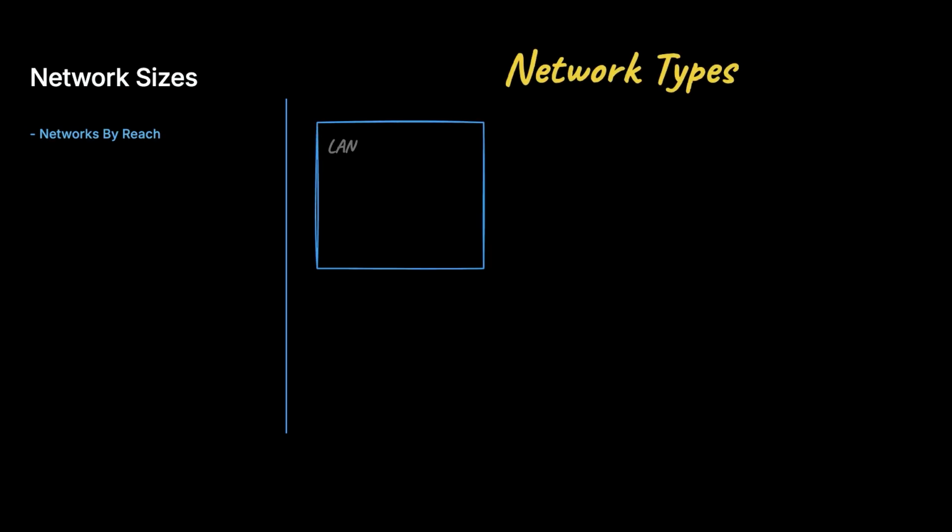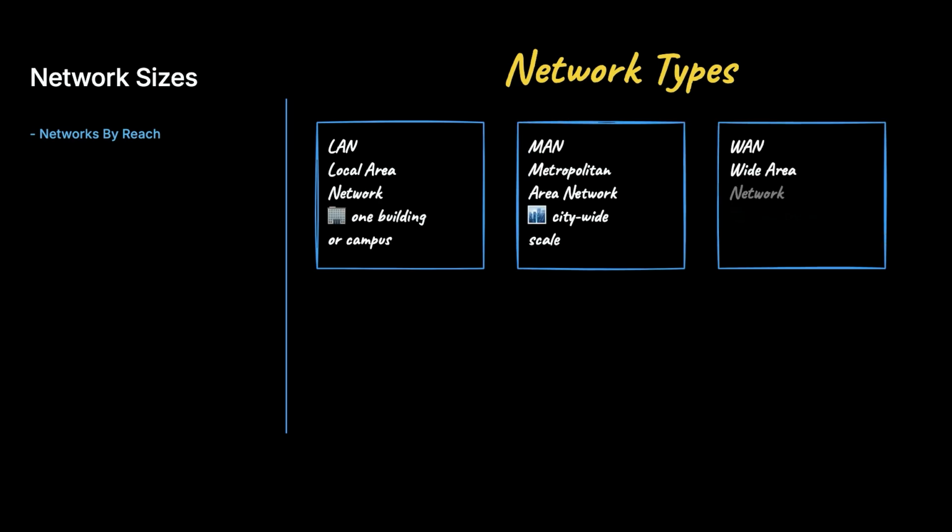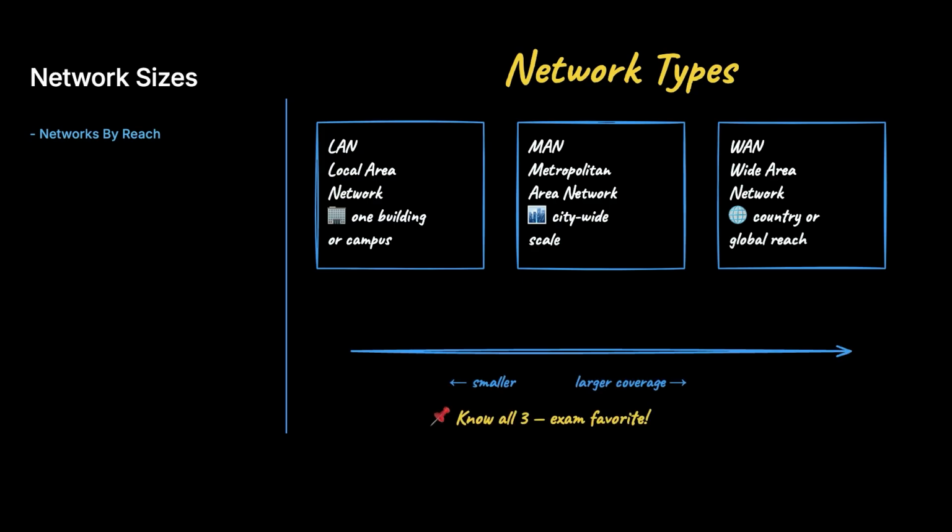Now let us connect these machines together with networks. The most important way to classify a network is by its geographic reach, by how much physical ground it covers. The course focuses on 3 sizes: the local area network, the wide area network, and the metropolitan area network. Get these three straight and many questions become easy.